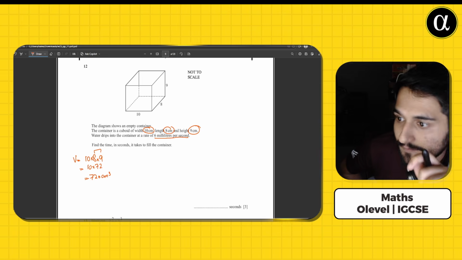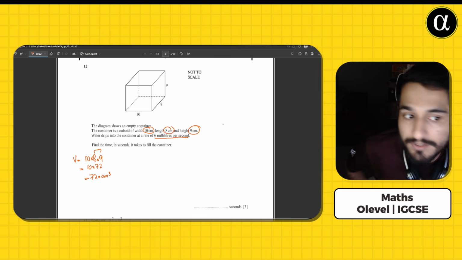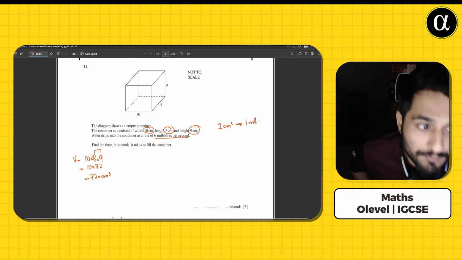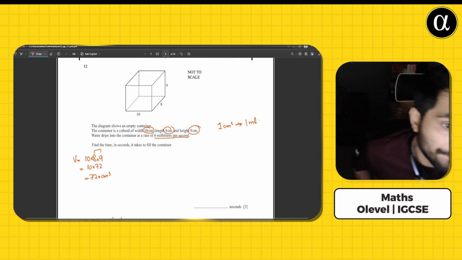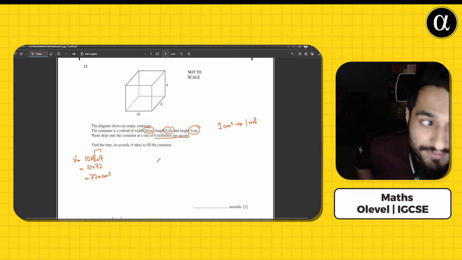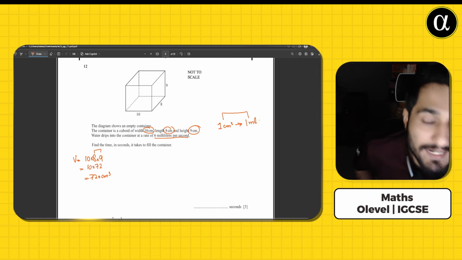Now, students get confused in this portion. Please keep in mind this is milliliters, not millimeters, and the conversion we're supposed to understand is that 1 centimeter cube is equal to 1 milliliter as well. So that means we're at the same unit at this moment, right? So what this means is every second approximately 6 centimeter cube is being dripped into the container.